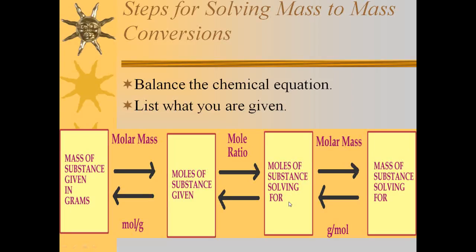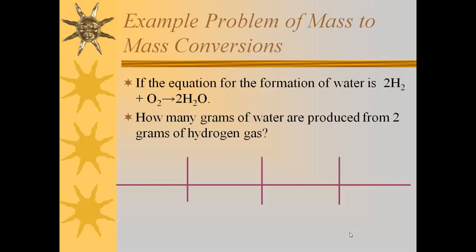that we're solving for. Once we multiply and divide, we will end up with moles of the substance that we're solving for. So then we're going to use that substance's molar mass to convert to the mass of the substance that we're solving for. In this example, you're going to be putting grams on the top and moles on the bottom. Let's take a look at an example.